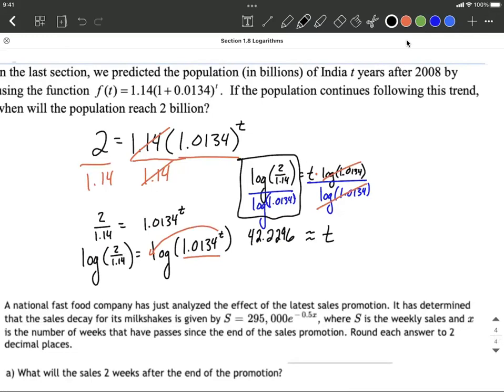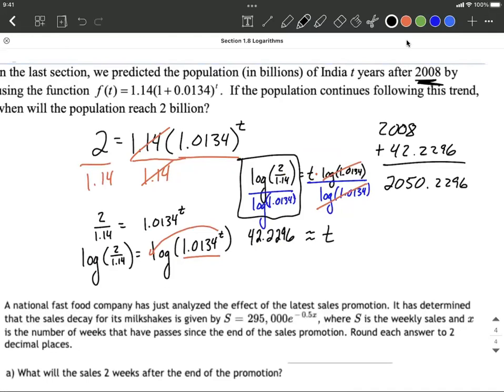So with that, I can take 42 plus 2008, noting that t was in years after 2008 at the top. So we can say 2008 plus our 42.2296 is going to work out to be in the year 2050, a little bit into the year of 2050.